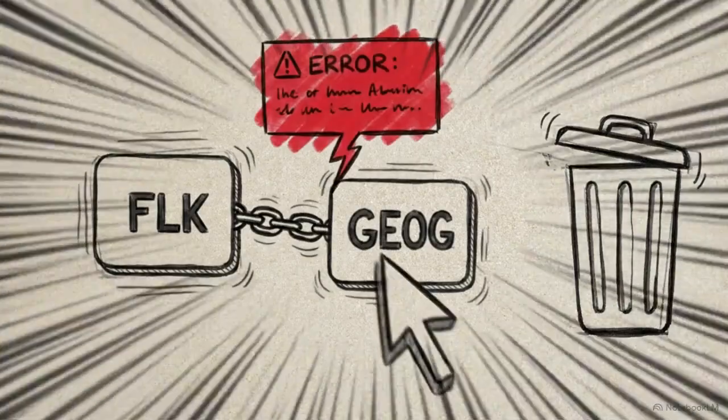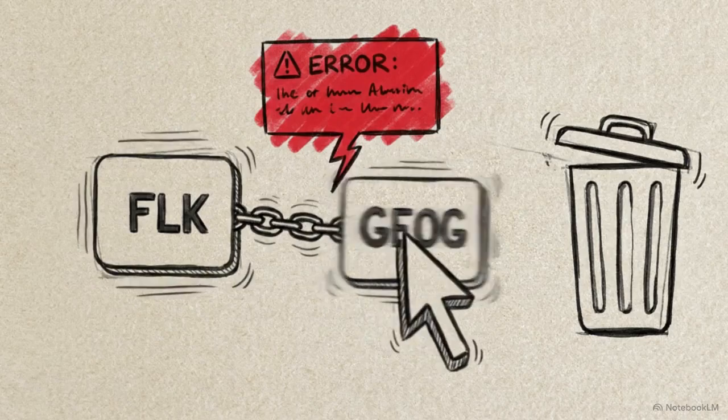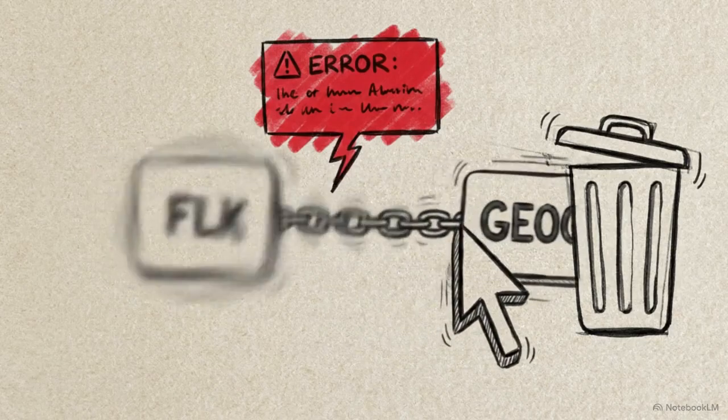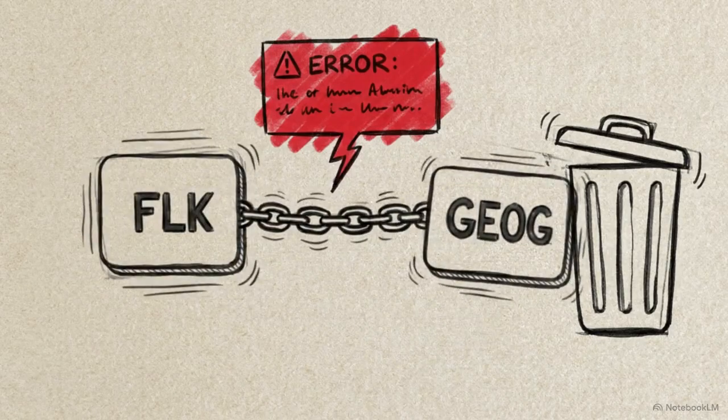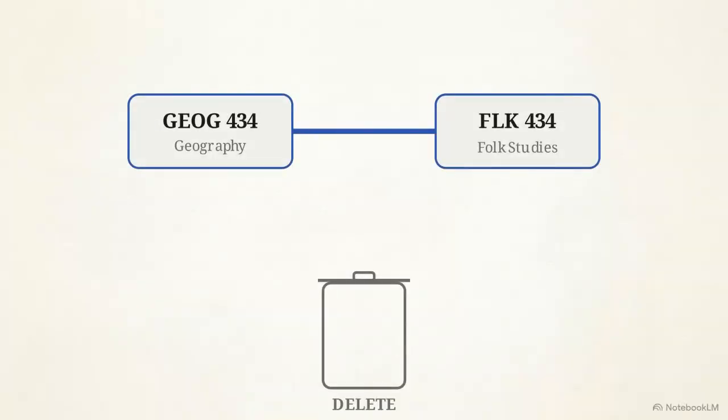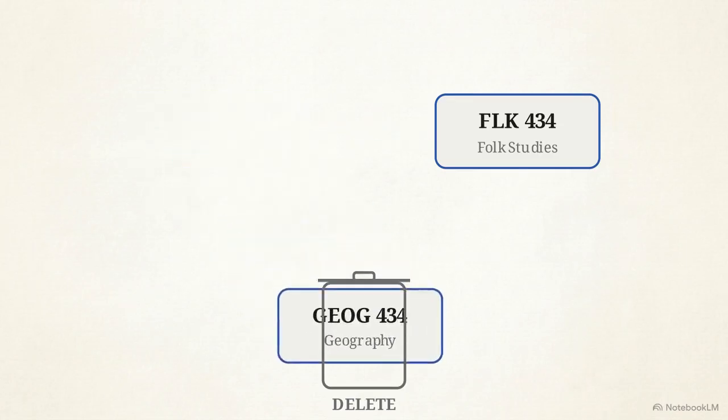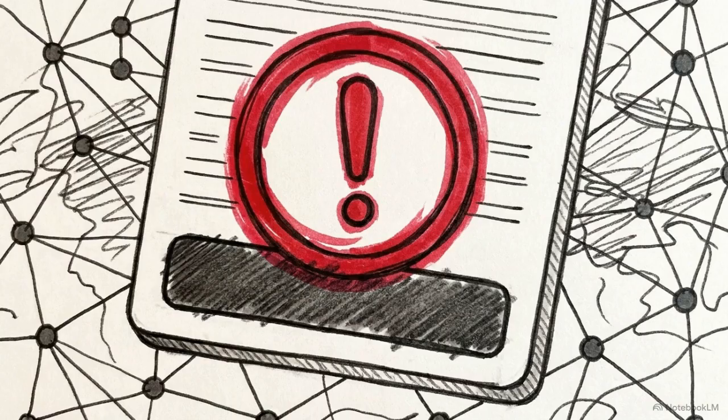A request will fail if the course is linked to another department's curriculum. You cannot delete a record while it still carries an active equivalency. In this example, GEOG 434 is cross-listed with FLK 434. This means the geography course cannot be removed until its tie to folk studies is severed. Failing to address this connection before submission will result in an immediate workflow rejection.